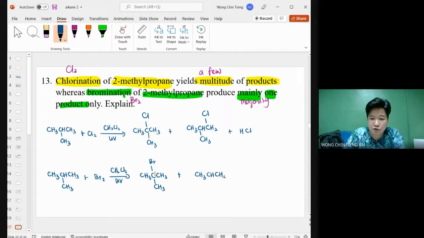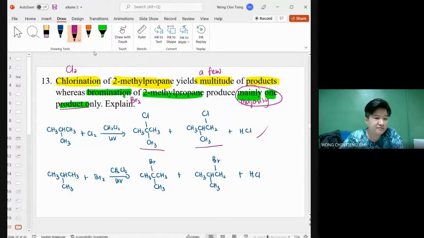And if you don't mind, read the question again. The question stated that the chlorination will produce a few product, yield multitude product. Yes, saya ada dua. Betul lah? Betul. Bromination produce mainly only one product. Remember the story of major minor? Where in this case, kita ada major. You should know already that is your major.